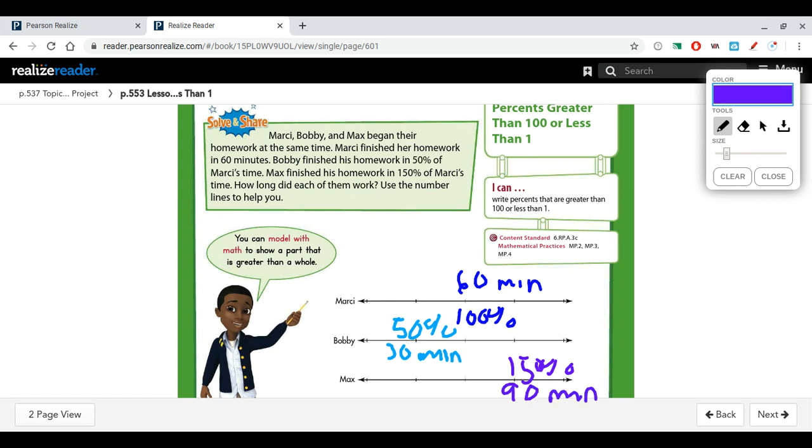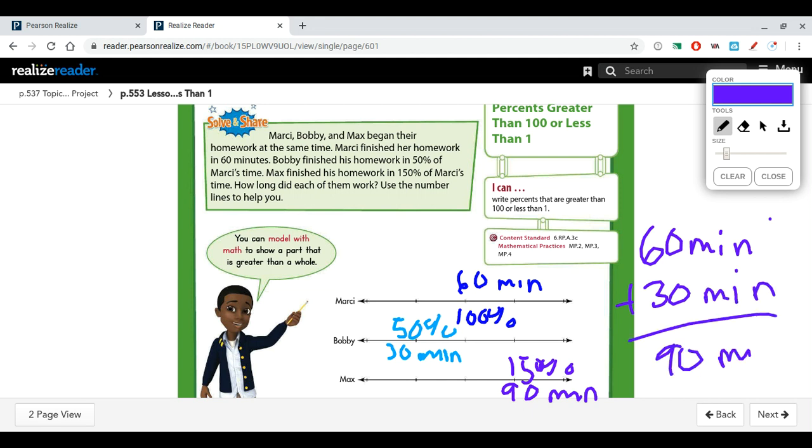And how I found that was I took my 60 minutes and I added that to my 30 minutes, and that gave me 90 minutes because this was 100%, this was 50%, and so if I take 100% and I take 50% and I add them together, I get 90 minutes, which was 150%.